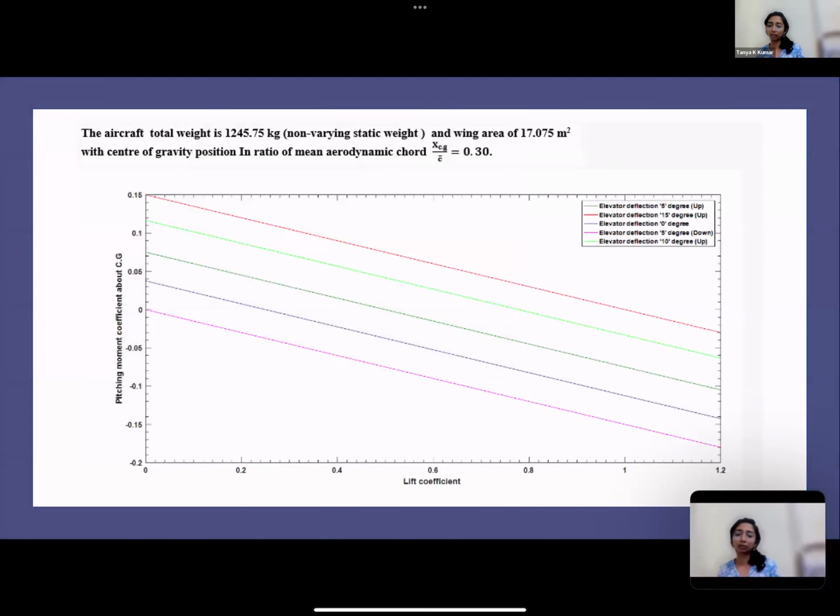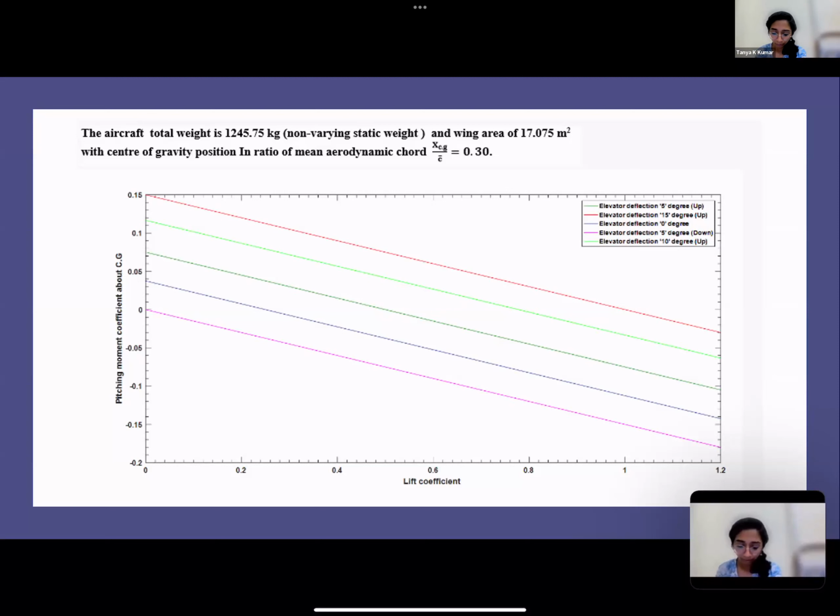Okay, so week 4 assignment, I think we completed with the last question. This is another question that I thought would be beneficial. So let's go over this. I don't think we've discussed this. The aircraft total weight is 1,245 kgs. They're giving you the wing area. They're giving you center of gravity position in ratio of mean chord. So basically, they're giving you X bar CG as 0.3. And then they've given you this graph.